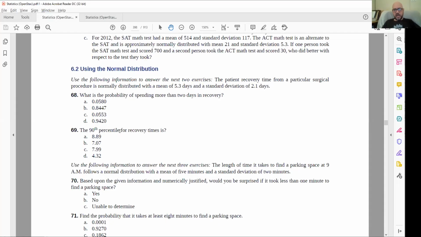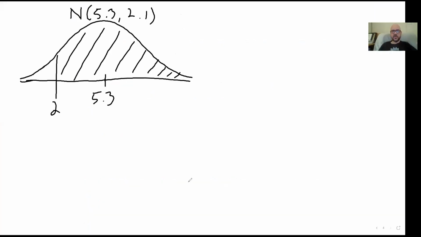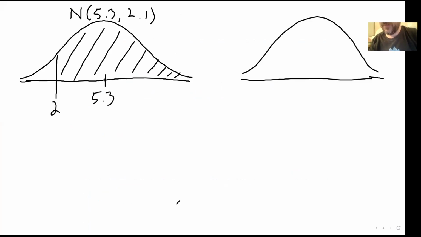Next, the 90th percentile for recovery times. So now we've got the same distribution. It's still the same distribution, but I'm going to draw it again anyway, just to have a fresh one to write on. They're asking for the 90th percentile. That means the number that has 90% of the area to the left of it and 10% to the right.